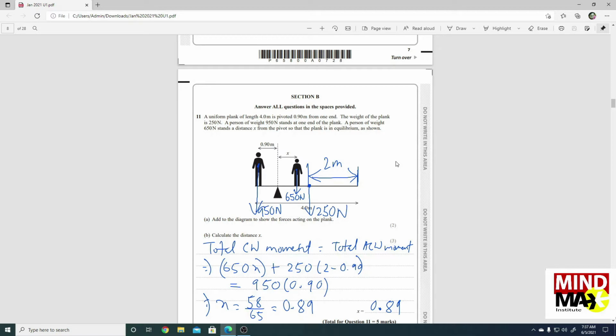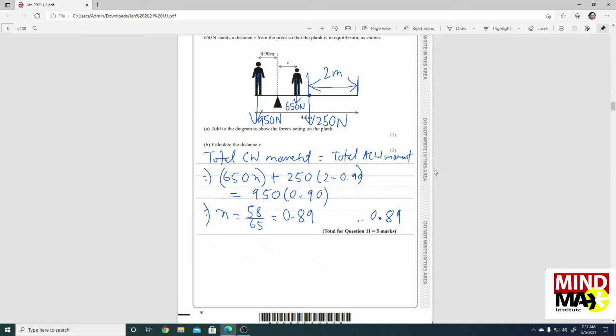They've also told us that the plank is uniform, meaning its weight acts from exactly its center. So if it's 4 meters long, the weight is going to act from 2 meters. The weight is 250 newtons, provided in the question. So we wrote it, and then using the principle of moments, we found the value of x.